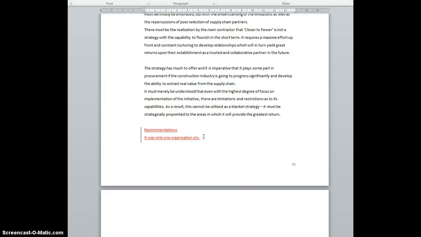You would then say something like, but further research should be expanded into taking into account other organisations with different characteristics, maybe on smaller projects or larger projects or different types of projects, and you just put that down as your recommendation. It's the idea of, well, the research was done on this particular organisation, but further research should take into account more organisations, something like that.